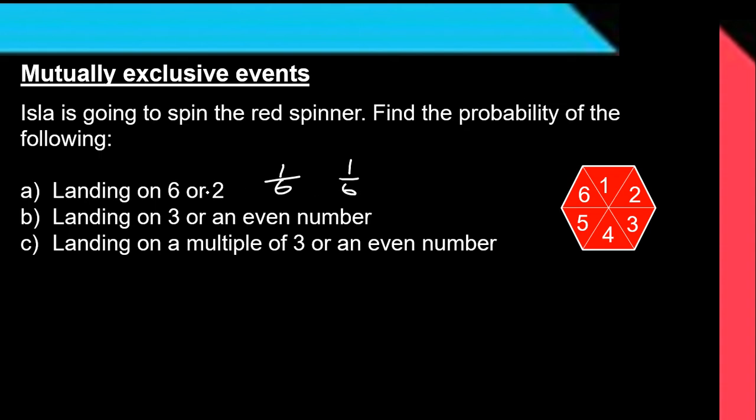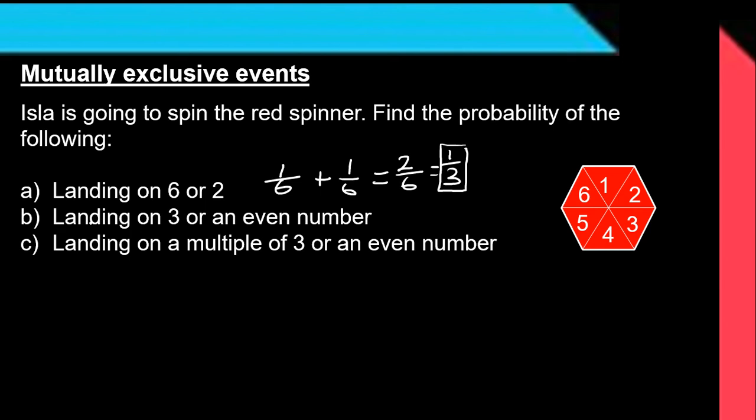So the probability of it landing on a 6 or a 2, I would just add these two probabilities together. When I have fractions, I just add the numerators together. So this becomes 2 over 6, which I can simplify to a third. So the probability of it landing on a 6 or a 2 is a third. Okay, we can write probability as percentages, fractions or decimals. This is just easier to write as a fraction.